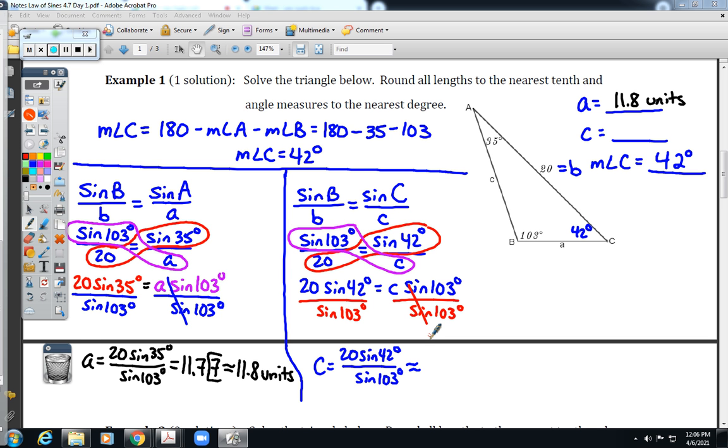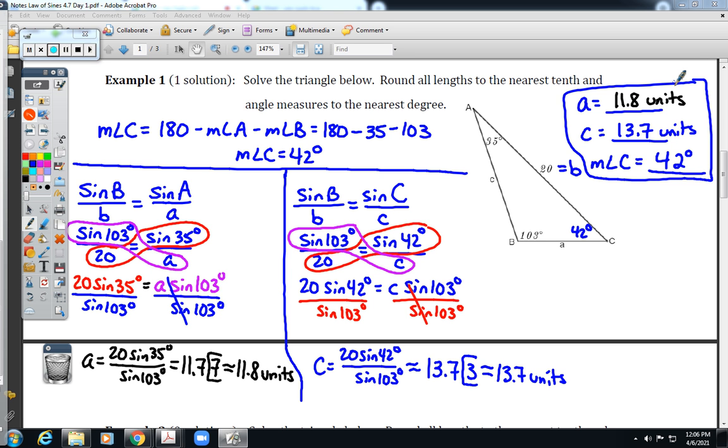So, 20 times the sine of 42 degrees divided by the sine of 103 degrees. 13.73. So how would that get rounded? Yep, 13.7 units. And if you create your own answer boxes, you can just circle them, and we are good to go on that example.